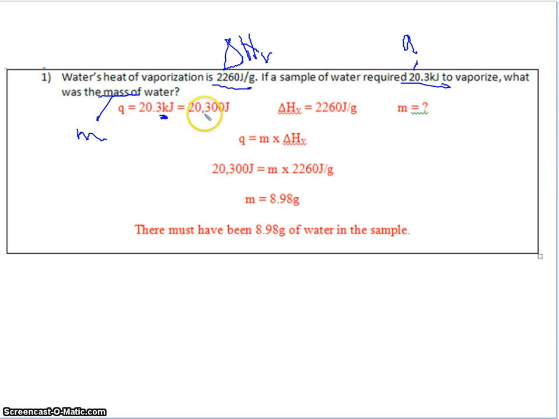That's 1,000 joules per kilojoule. This is in joules. We've got to get the units to match. Q equals M delta H. We're looking for M. Plug it in. Looks like they divided both sides by 2,260 joules per gram. Gram ends up on top because you multiply the reciprocal. You get 8.98 grams. Algebra.